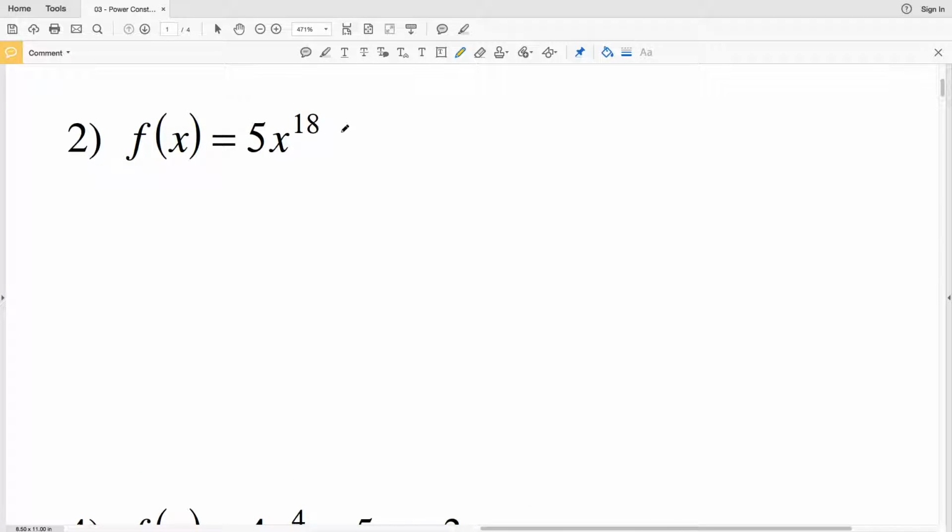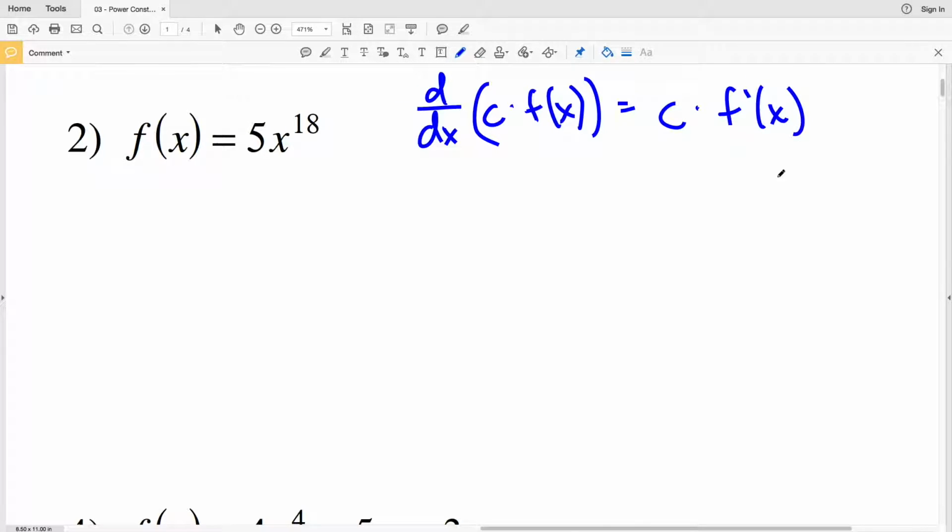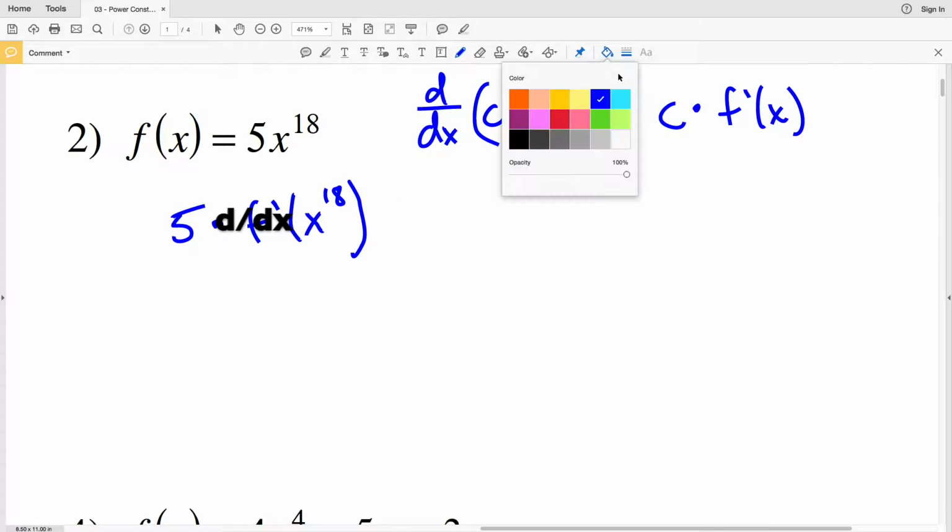So in number 2, we have f of x equals 5 times x to the 18th. So in number 2, you can see that we're going to need to use the power rule. However, we have a constant out in front of our function, so I'm going to also apply that constant multiple rule, which says that the derivative with respect to x of c times f of x equals c times the derivative of f of x. So pulling that 5 out, we'll have 5 times the derivative of x to the 18th. And we need to apply that power rule.